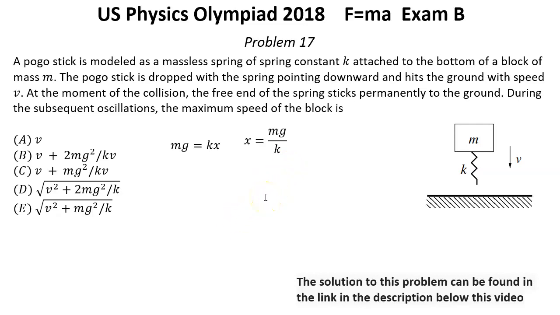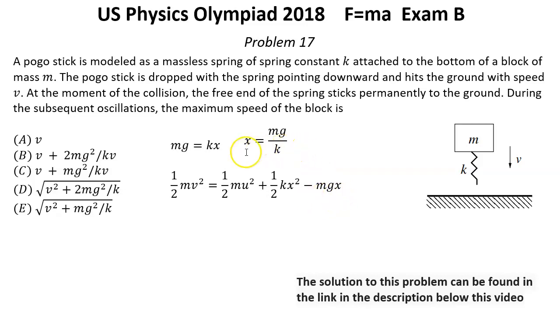Now we can use energy conservation. Suppose that the gravitational potential energy when the pogo stick just reached the ground is 0. Then the total energy of this system is just the kinetic energy, 1/2 mv squared, and that must be equal to the kinetic energy at the point of compression x, which is 1/2 mu squared, plus the potential energy of the compressed spring, 1/2 kx squared, minus the gravitational potential energy, mgx.